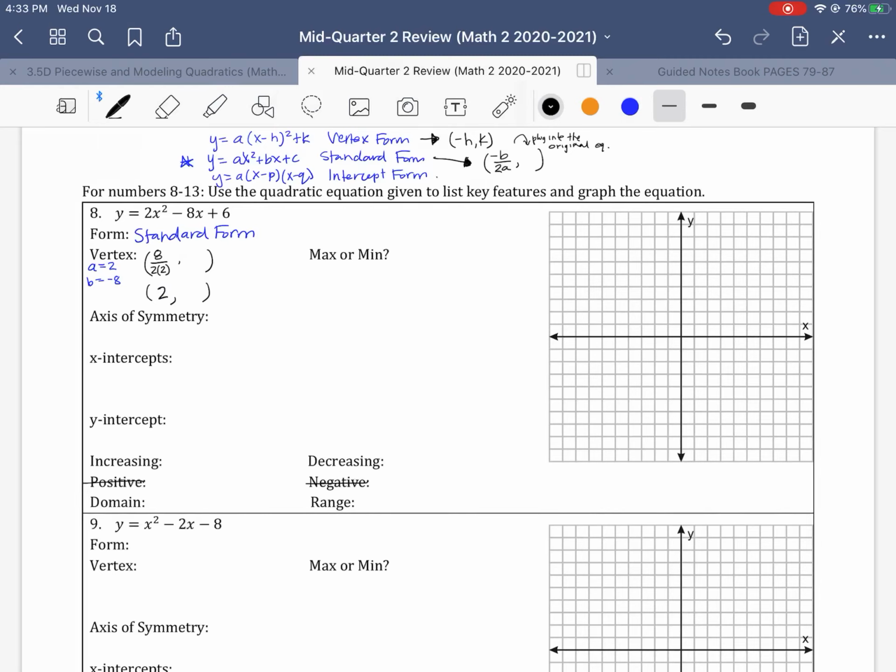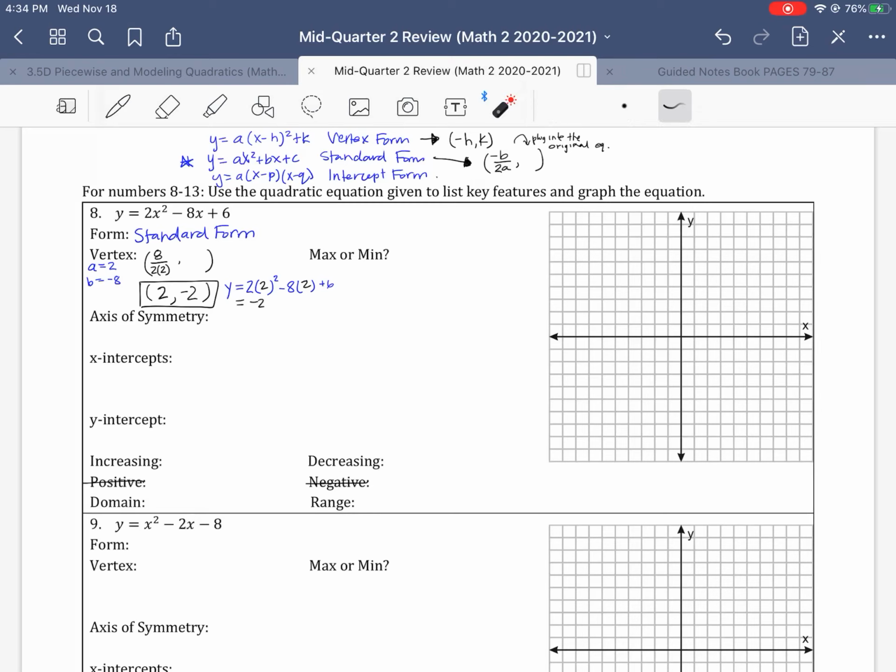Now once I know the x value, anytime I want to find its partner y value, I just put it into the original equation. So my original equation was 2 times x squared minus 8 times x plus 6. So if I go ahead and I just put that x value that I found inside of here, and you can plug that whole thing in your calculator or work that out by hand, and you should end up with a negative 2. So we get negative 2 right here as the vertex.